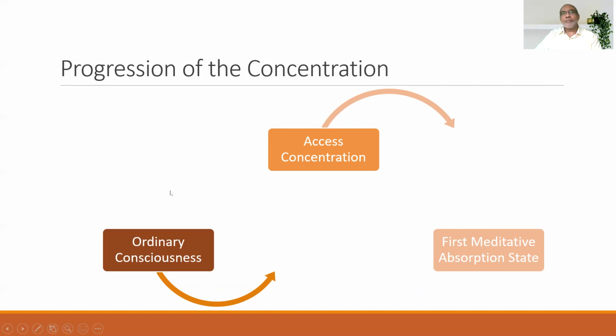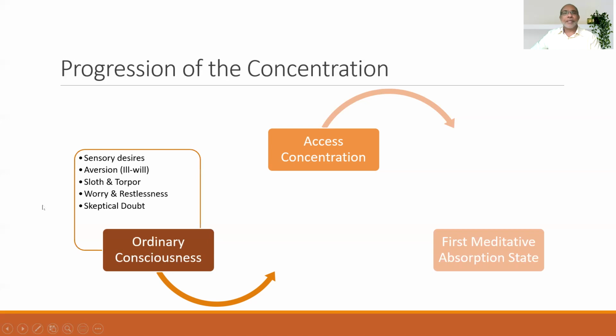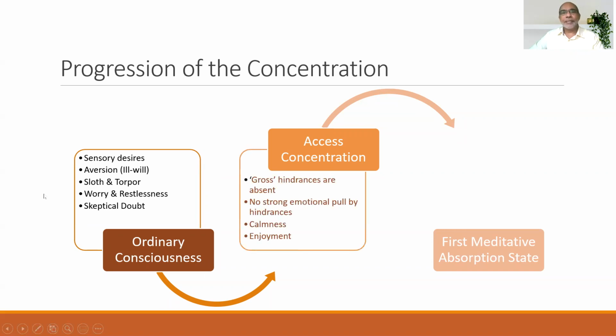What are the factors, mental factors dominating your mind in ordinary states, ordinary consciousness states? Those are the five hindrances. When one of them is dominating, it's called ordinary state of the mind, known as ordinary consciousness. That's normally our daily life. We learned that when the mental states were discussed earlier. Then towards excess concentration, this is what happens.